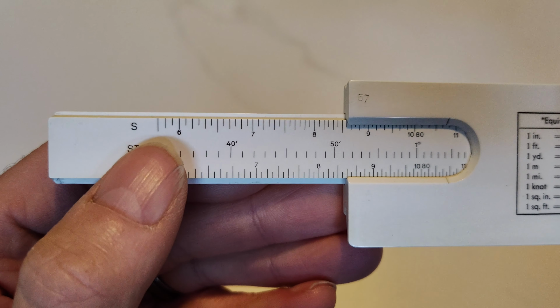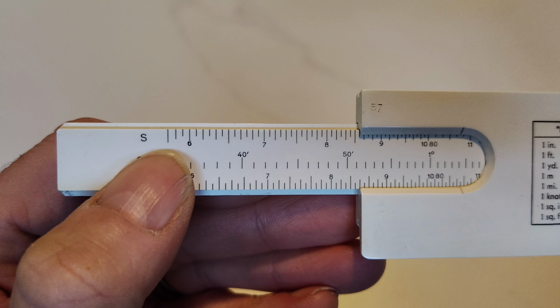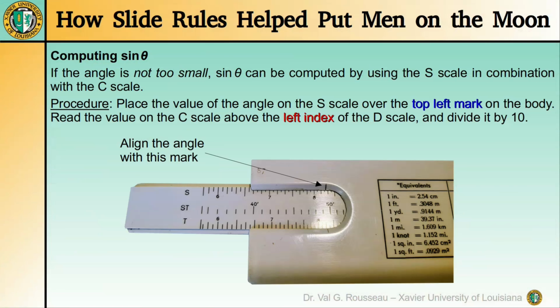Now you might wonder why the scales do not start at 0 degrees. In order to explain why, let us see first how to use the S scale. To compute the sine of an angle, move the slide so as to put the value of the angle on the S scale over the top left mark on the back of the body. Read the value on the C scale above the left index on the D scale and divide it by 10.